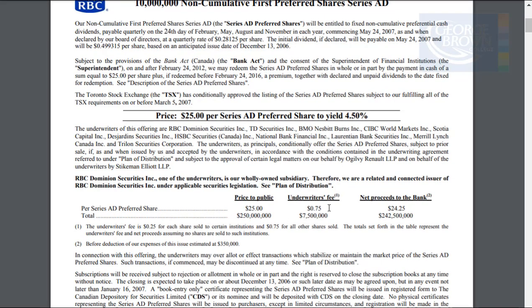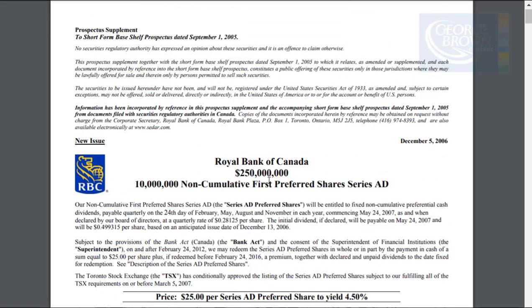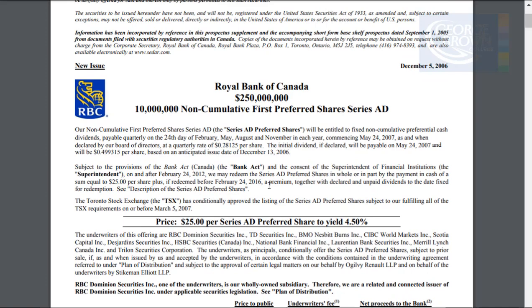So again, you can see the price to the public, $25. There's an underwriter's fee, 75 cents. So the underwriter was going to make a healthy $7.5 million for helping to sell this series, and the net proceeds to the bank would be $24.25. Okay, and they're going to trade then on the Toronto Stock Exchange. Again, we can have a quick look at that.